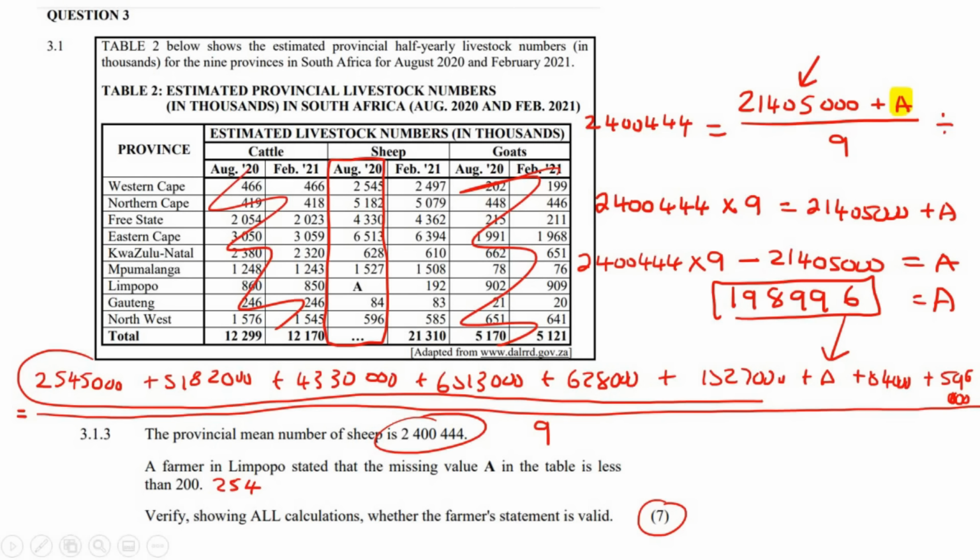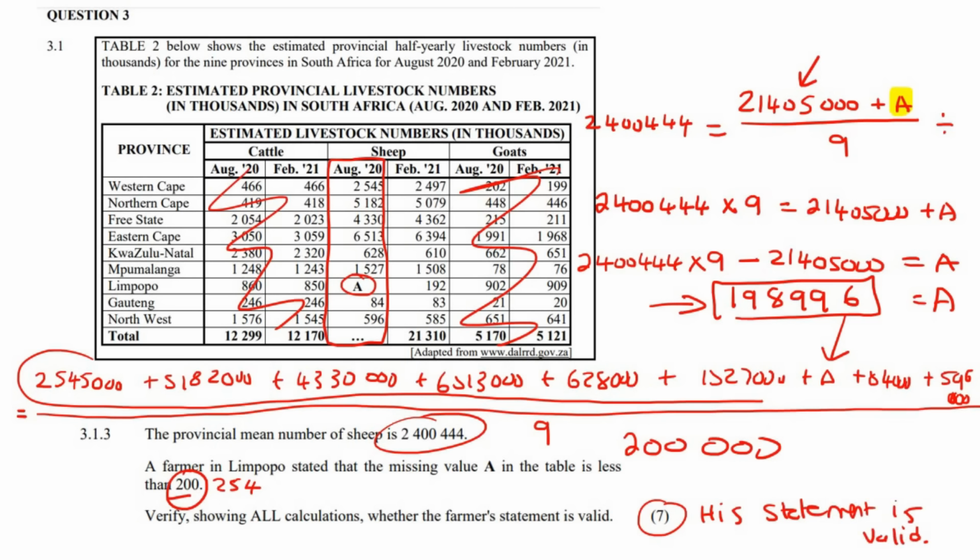And now we just need to answer the question. He said that a farmer in Limpopo stated that the missing value of A is less than 200. Now remember, what does 200 actually mean? 200 means 200,000, because these values are actually in 1,000s. So he's saying that this value is less than 200,000. What did we just calculate? Oh yeah, we calculated it as 198,000. So his statement is valid, because he said it's less than 200,000, and it is. So his statement is valid.